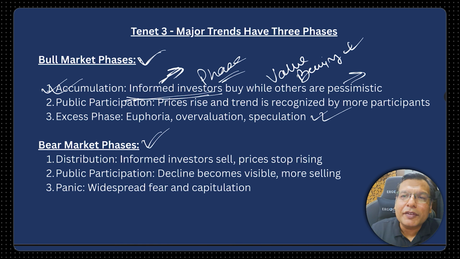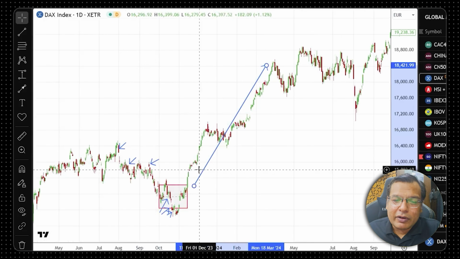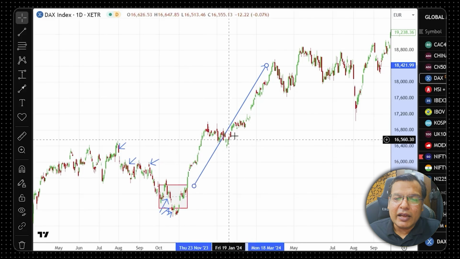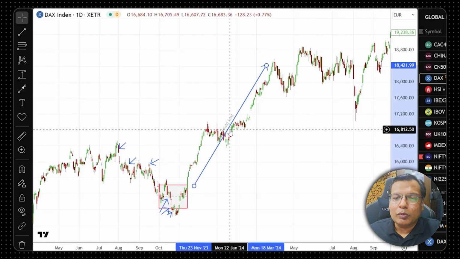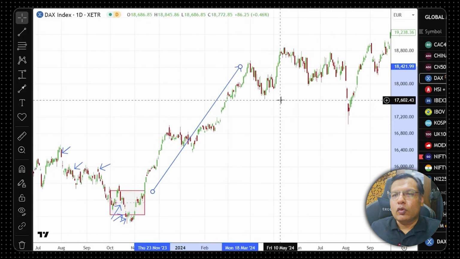After this phase, the third phase comes up, which is called the euphoria phase. Now, what is the euphoria phase? Everyone who was left over, everyone who tried to buy at the earlier point and didn't buy, they were left over, right?